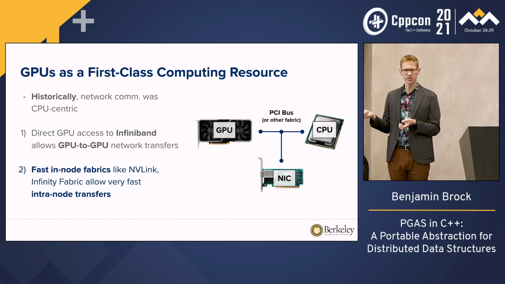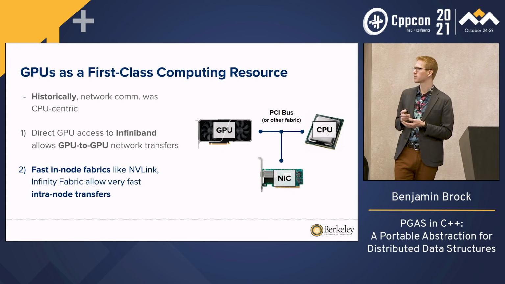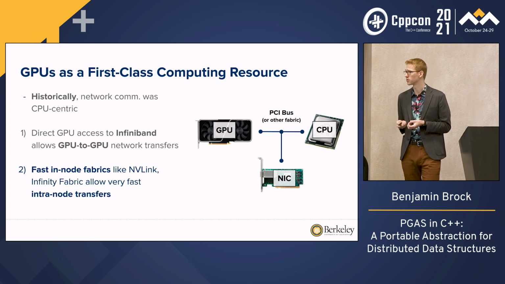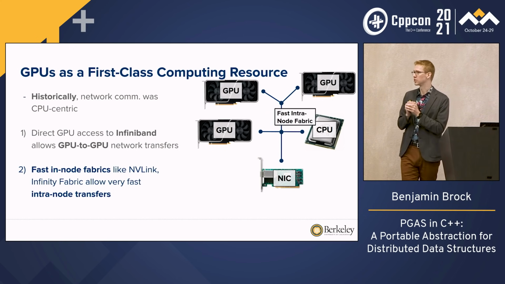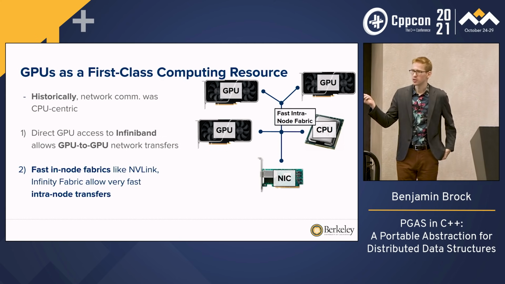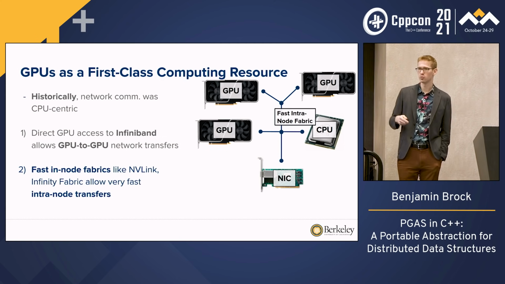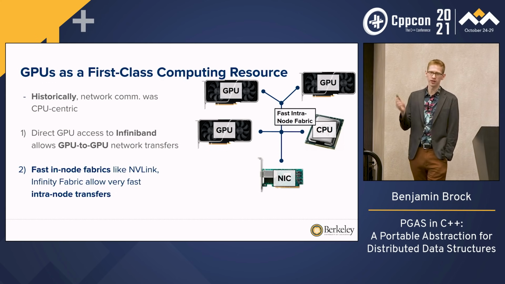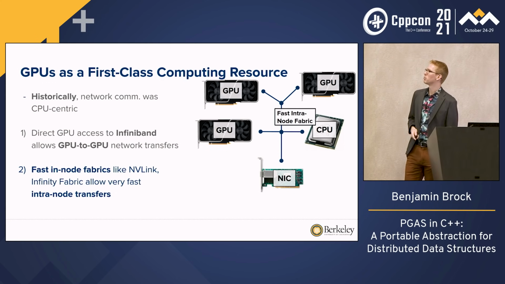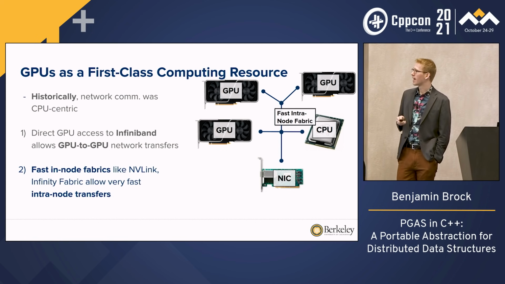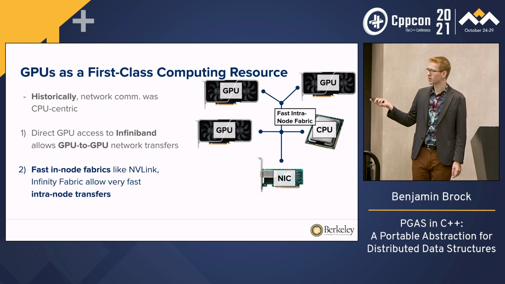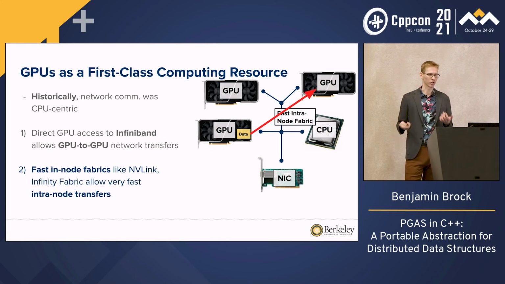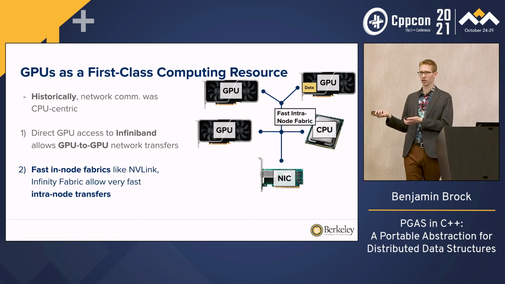On the other hand, we also have more and more fast in-node fabrics. NVLink is one example from NVIDIA. AMD also has Infinity Fabric, and I'm sure Intel is coming up with something similar, that allow for fast intranode transfers. So typically we don't just have one GPU on a node, but we have a whole bunch. Could be as high as 16, or there are some special systems that have way more, but generally on one of our systems, the max is 8 or 16. Basically, you replace this slow PCI fabric with a fast intranode fabric, and then all of the GPUs can talk to each other over this network.